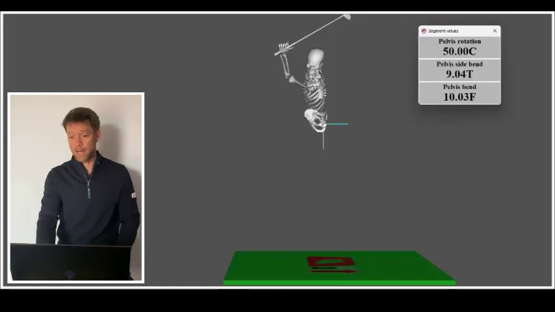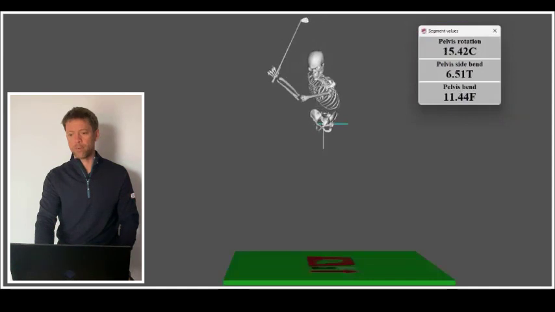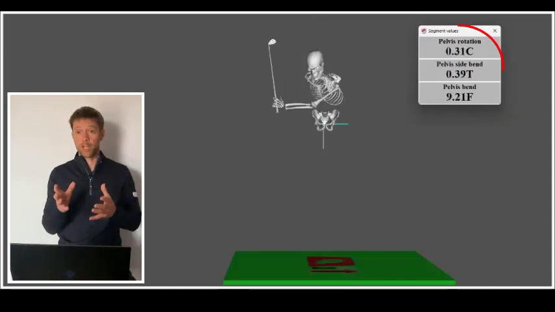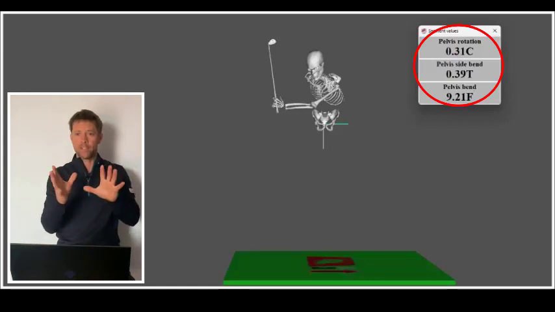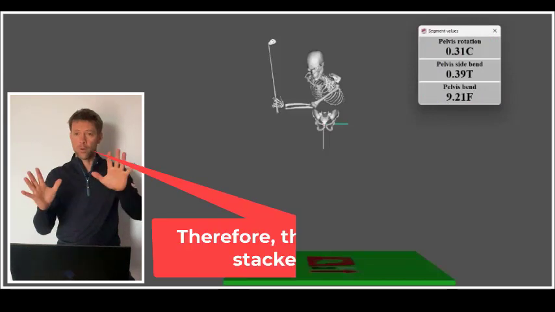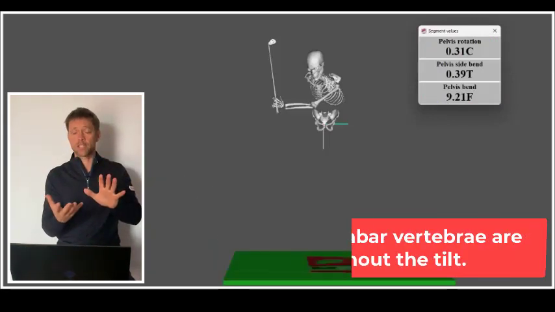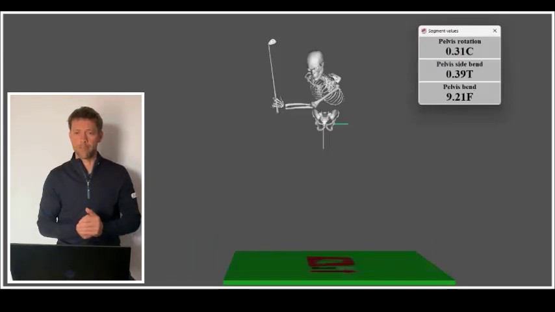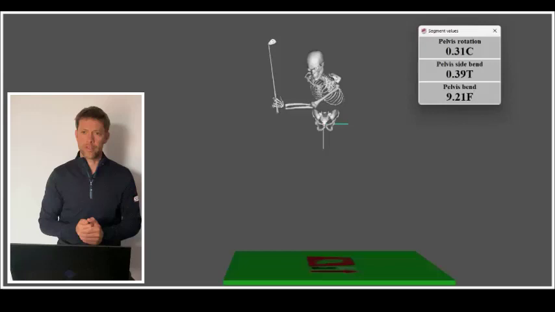As we move this player downwards, they produce 0 rotation in the pelvis at the exact same point in time as they produce 0 bend in that side bend, the lateral flexion. So what we then have is stacking of the joints, those lumbar vertebrae, without the tilting of those lumbar vertebrae. That then really allows that spine to best absorb those forces that move up through the pelvis, lumbar spine, and subsequently up through other areas of the system.